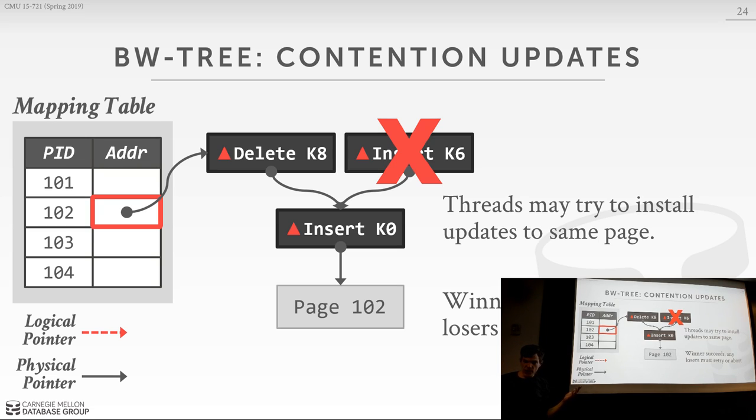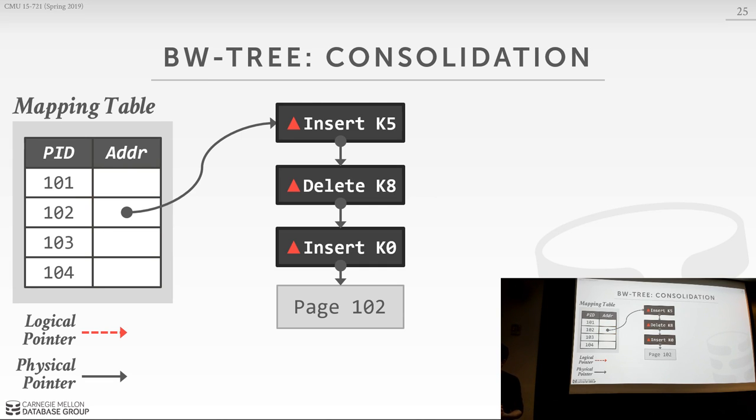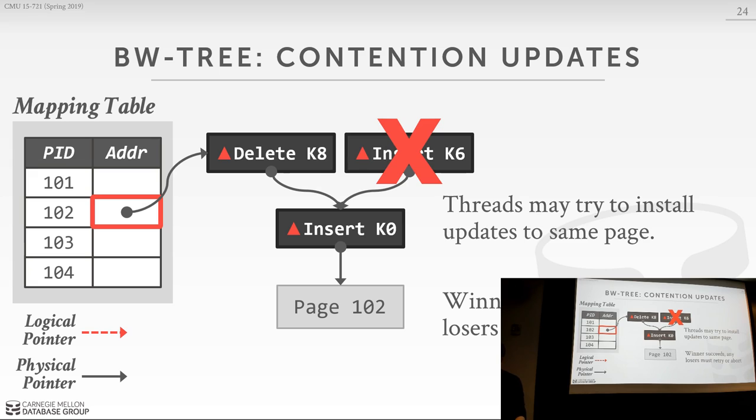So what's the problem with these delta chains? Yes? They get long. They get long, exactly, yes. What's that? Sorry, yes. So a delta page only has one delta in it? So his question is, a delta record, you're saying delta page, does it only have one in it?